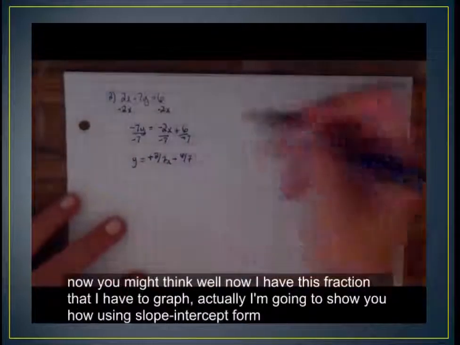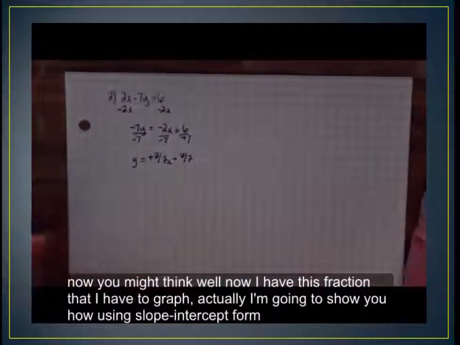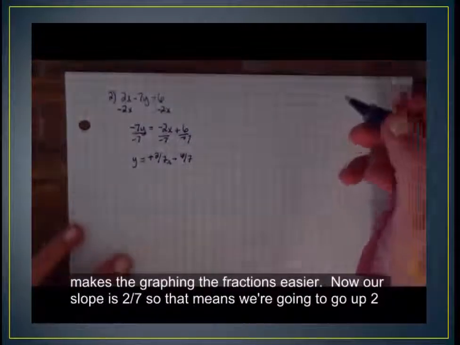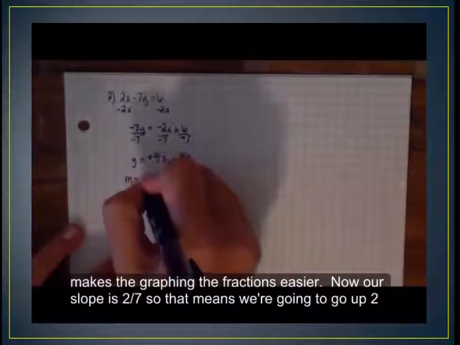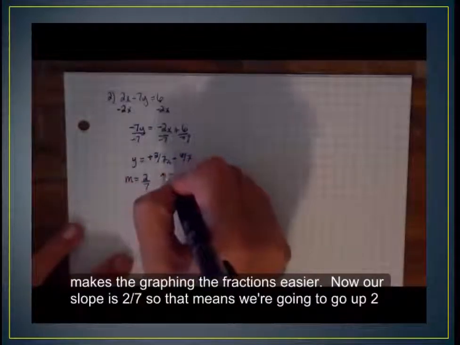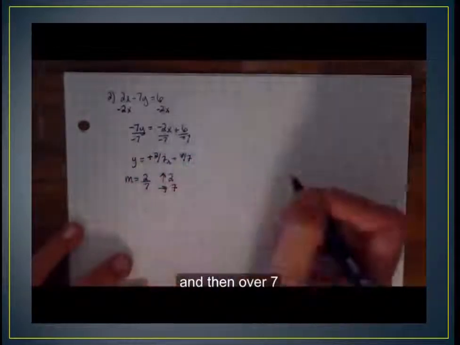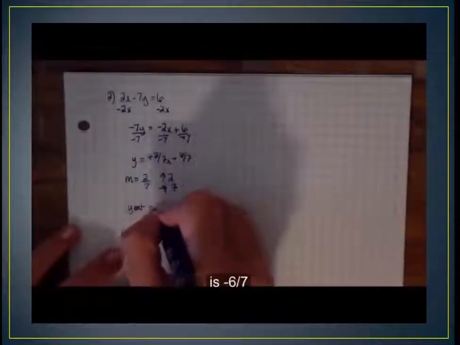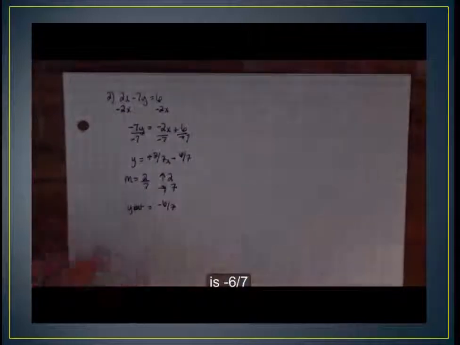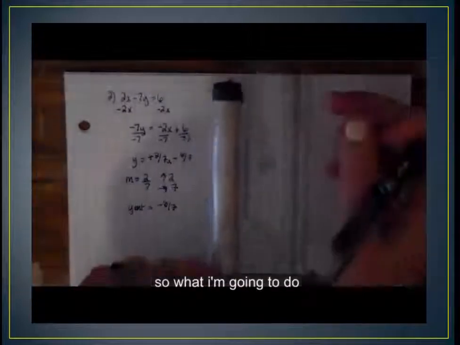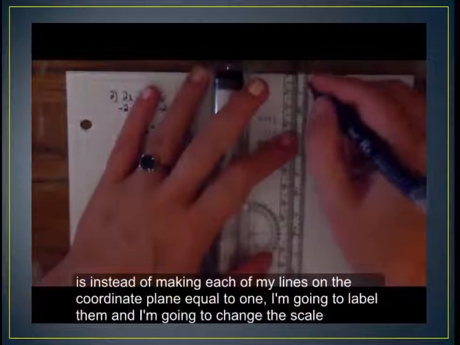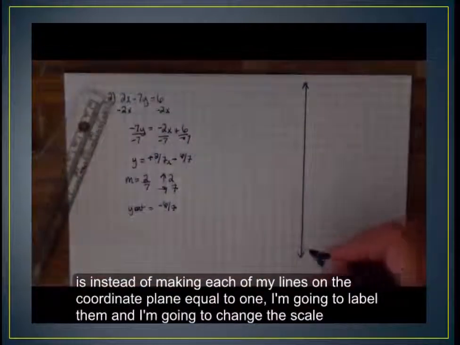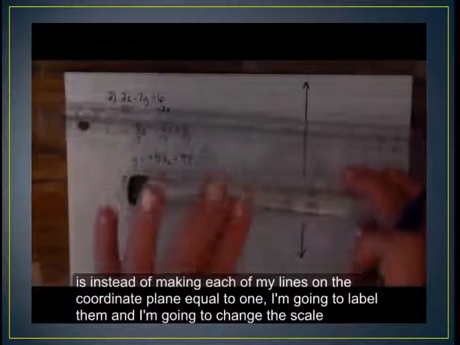Now you might think, well, now I have this fraction that I have to graph. Well, actually I'm going to show you how using slope-intercept form makes graphing fractions easier. Now our slope is 2/7, so that means we're going to go up 2 and then over 7. Our y-intercept is negative 6/7. So what I'm going to do is, instead of making each of my lines on the coordinate plane equal to 1, I'm going to label them and change the scale.